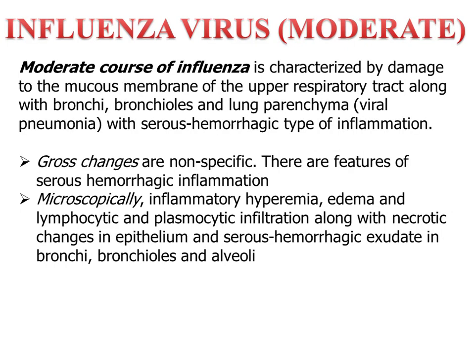In case of the moderate course of influenza, we may see damage to the mucous membrane of the upper respiratory tract along with the bronchi, bronchioles, and even the lung parenchyma, causing viral pneumonia with serous hemorrhagic type of inflammation. So gross changes are non-specific, and there are features of serous hemorrhagic inflammation. Microscopically, same, we may see inflammatory hyperemia, edema, and lymphocytic and plasmacytic infiltration, along with necrotic changes in epithelium and now serous hemorrhagic exudate in bronchi, bronchioles, and alveoli.